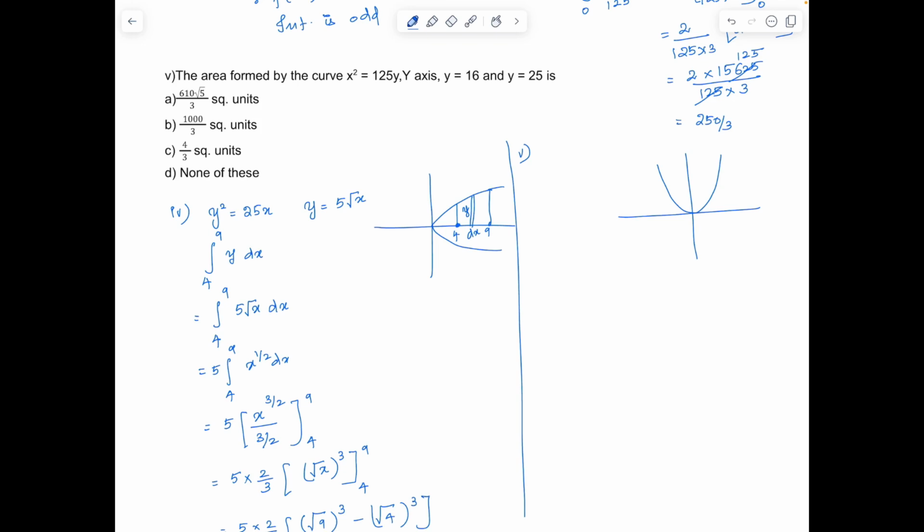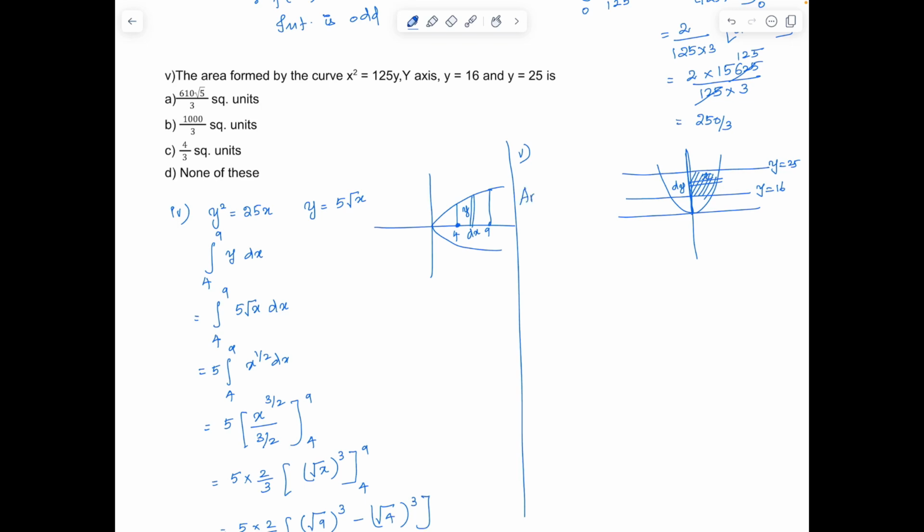We have to get the area formed by y-axis and y equal to 16, y equal to 25. Let's assume this is y equal to 16. And let's assume this is y equal to 25. So we need to get the area bounded by the curve, y-axis and these 2 points, that is this region. So for this, let us consider a slice along y. Now this is dy and the length of the slice is x.